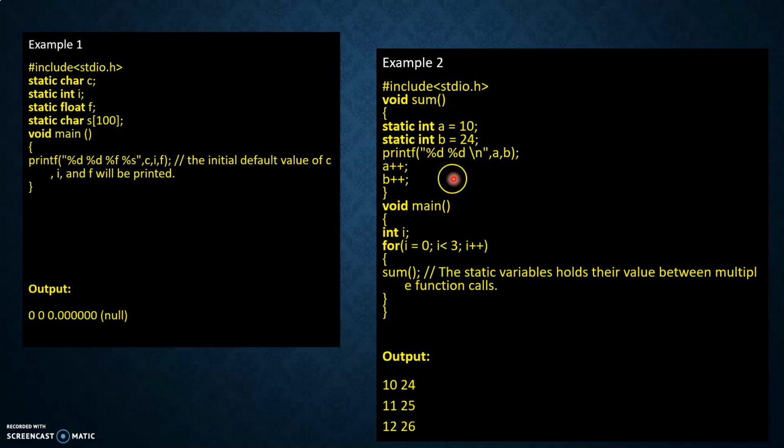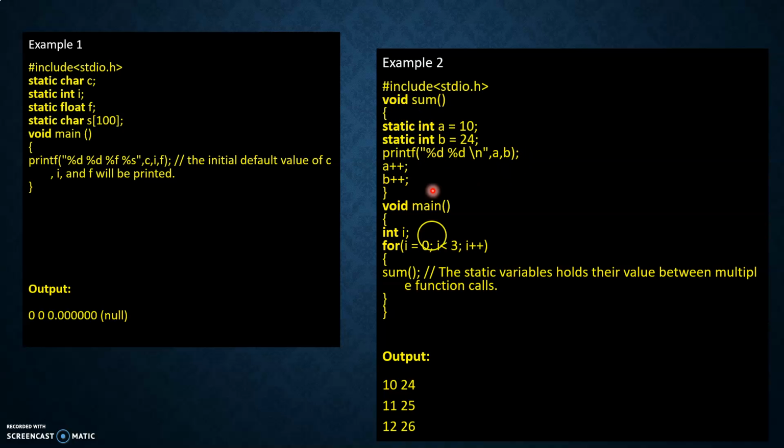Okay, again let's come to another program. Here I have given static int a equals 10 and b equals 24, and I am incrementing the values of a and b. It is within a function void sum, and in the main function I call sum. So whenever the main function calls sum, the operations in sum will be displayed. First it prints 10, then 24. The a plus plus and b plus plus are post increments.